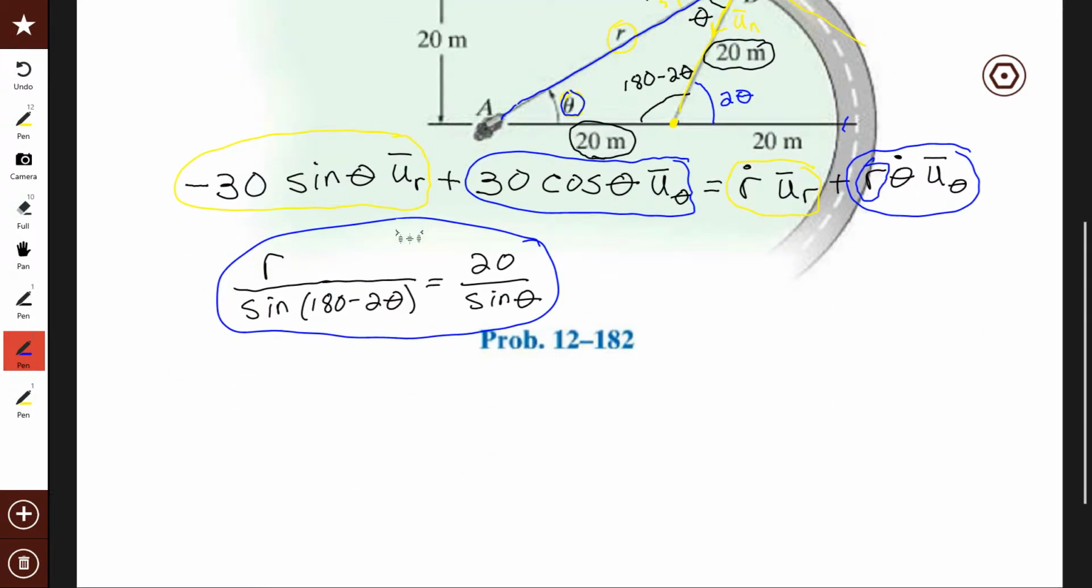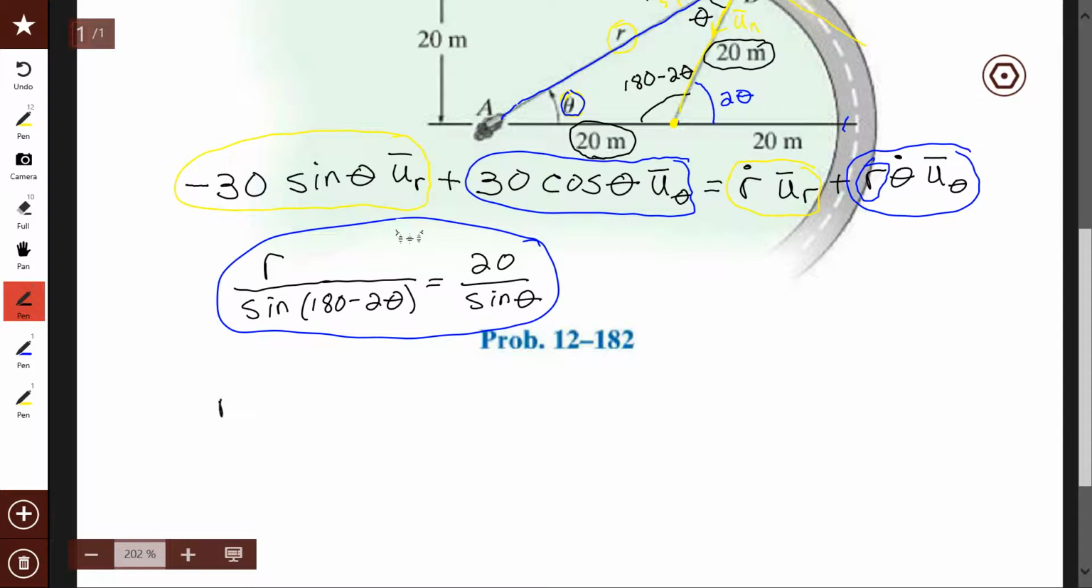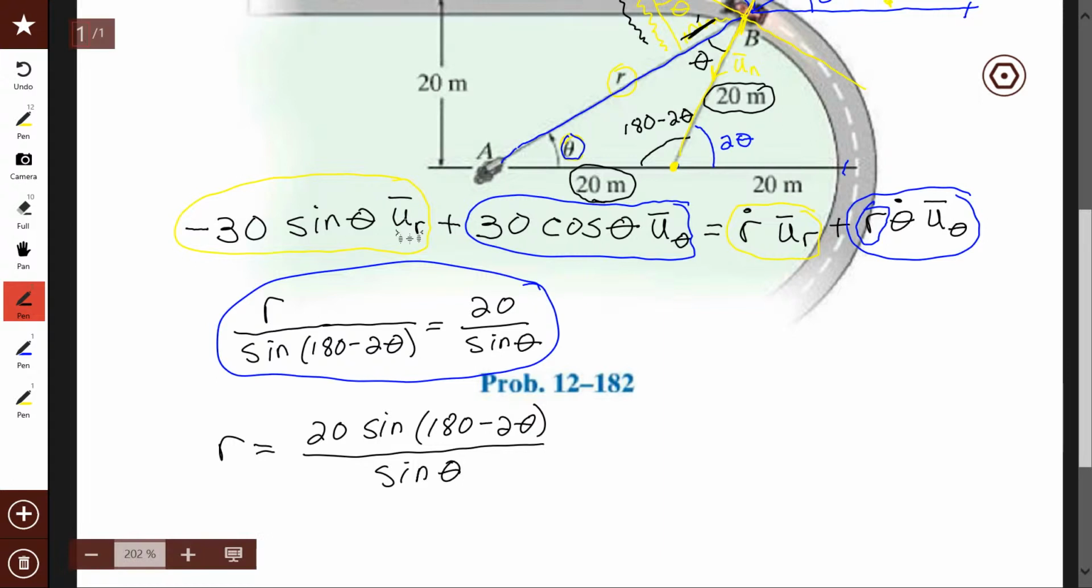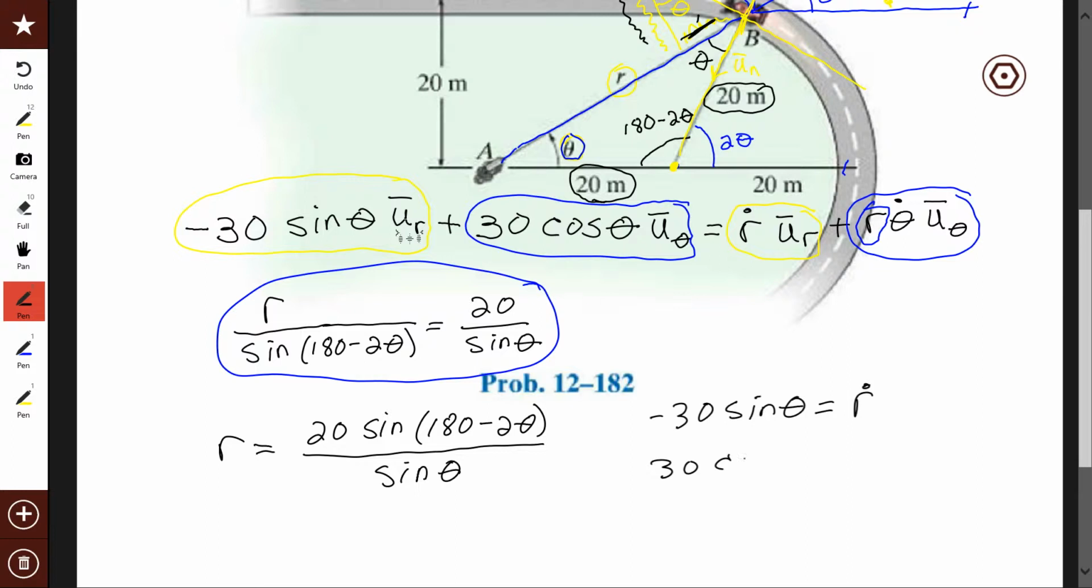So the equations that I have are the following. We have R equals 20 sine of 180 minus 2 theta, over sine theta. Probably should use a calculator instead of writing all this out, but okay, so there's my R. And then the other equation is minus 30 sine theta equals R dot, and 30 cosine theta equals R theta dot.